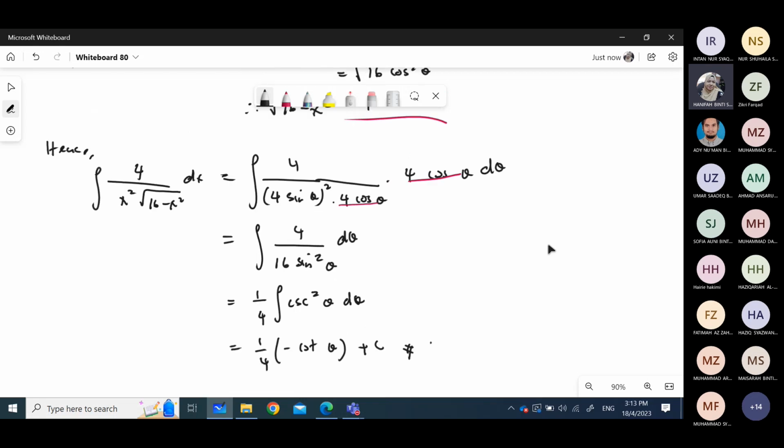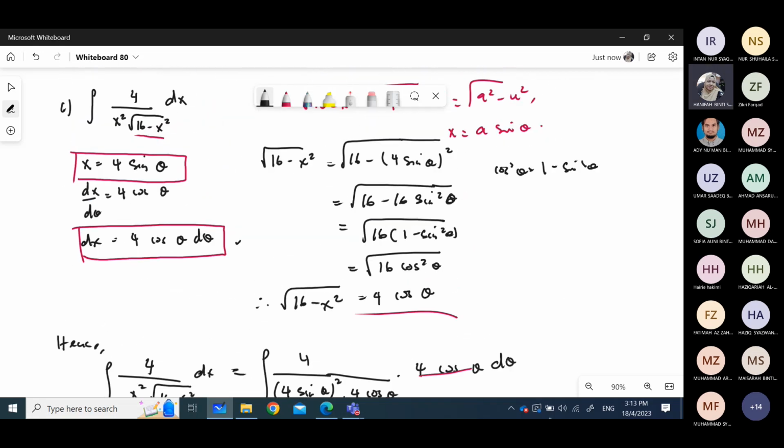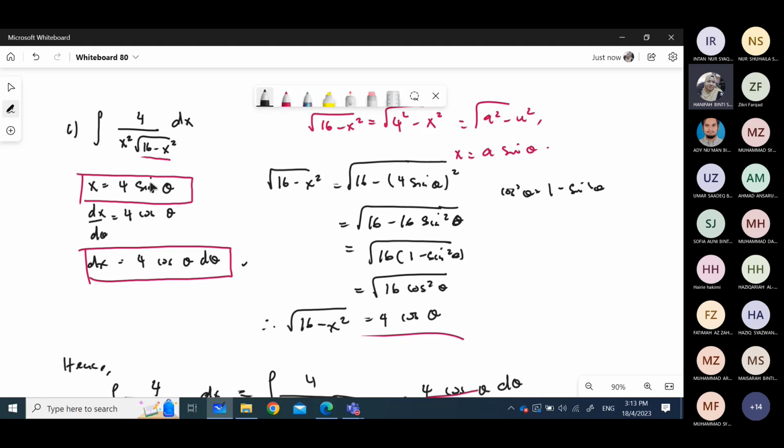Okay, ada soalan sekat ni? So this is the step. First we identify the substitution and then we need to differentiate to transform the x into the theta. So this is the process and then we solve for this radical and we have this one.